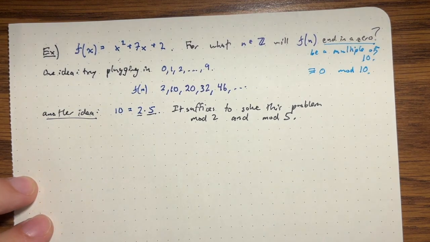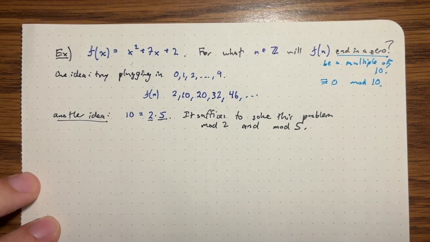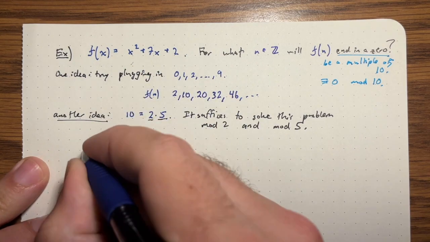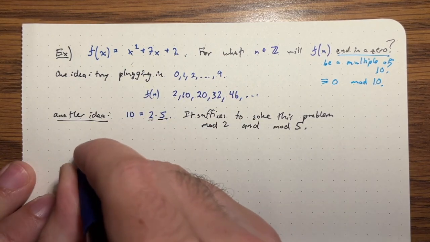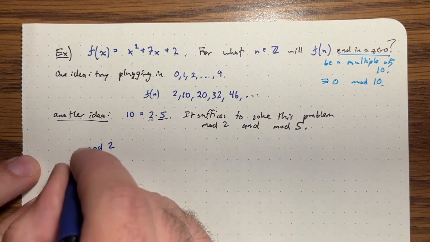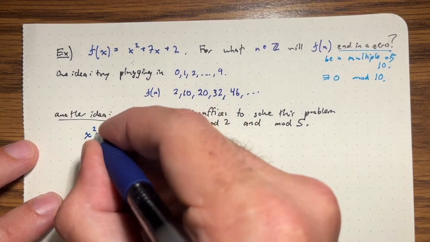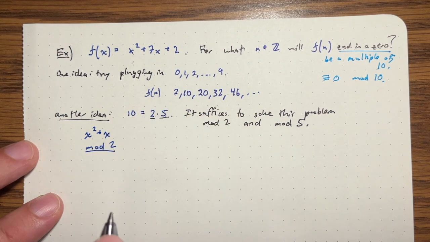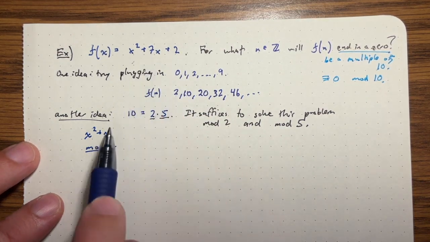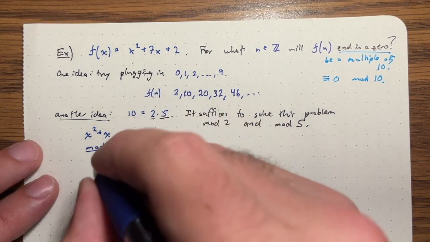Okay, so how's this going to look? Well, I'm going to solve it mod 2 first. So mod 2. One nice thing about this is our polynomial will get a lot simpler mod 2. That polynomial is x squared plus x. 2 is congruent to 0, 7 is congruent to 1. So I can just look at that polynomial.